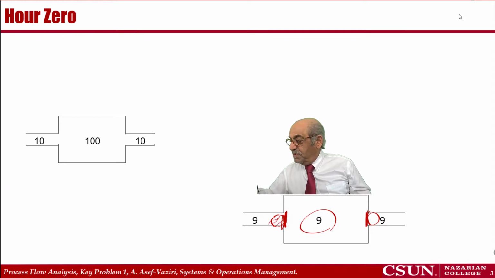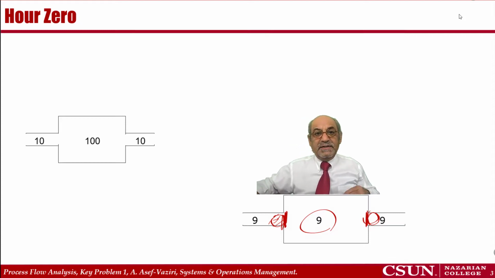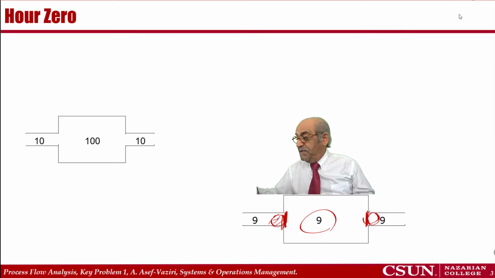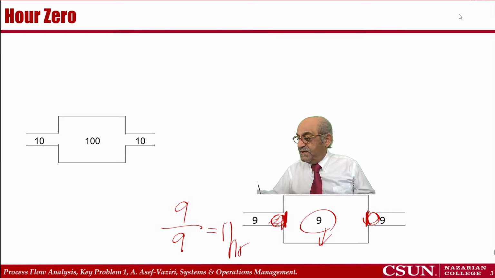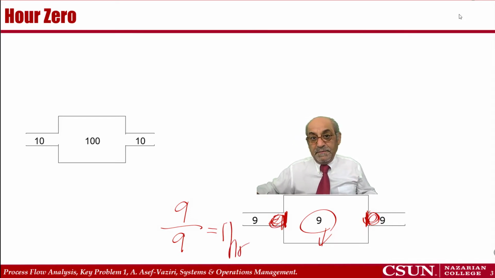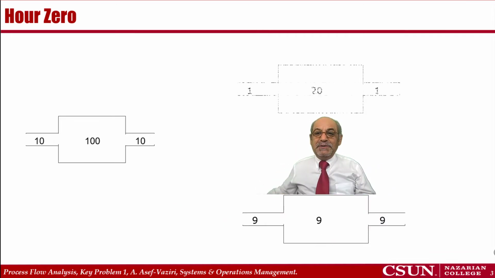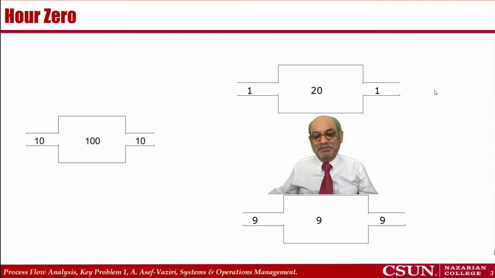For this molecule to arrive at this point, everything else before it should have already gone out. So we need to empty this 9 gallons. And we are emptying them at rate of 9 per hour. So it takes 1 hour for this molecule to go out. That is the flow time. What about this one?